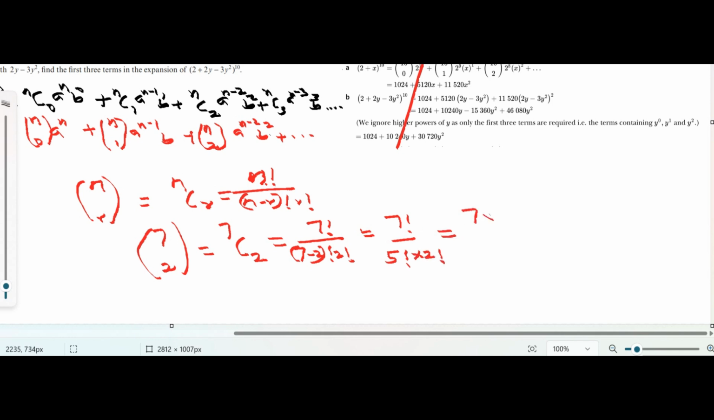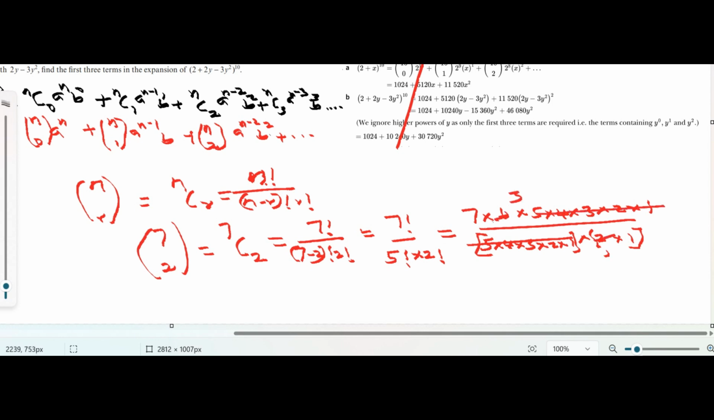7 factorial means 7 times 6 times 5 times 4 times 3 times 2 times 1. And 5 factorial is 5 times 4 times 3 times 2 times 1. Then the other 2 factorial that we have will be 2 times 1. So this one can cancel out this, and 2 here 1, 2 here 3. So 3 times this gives me 21.